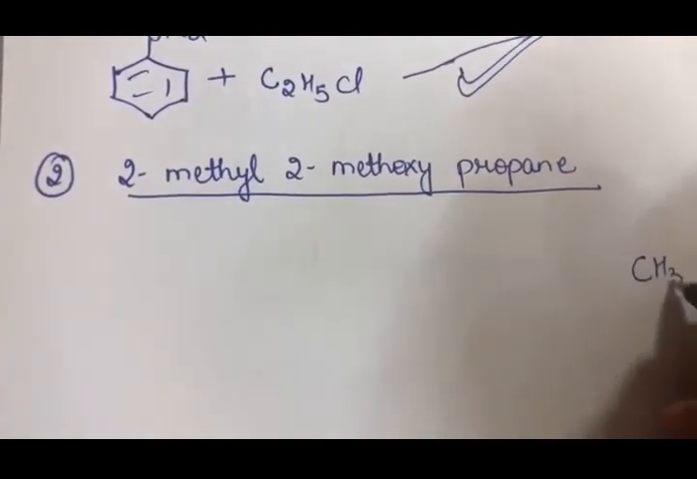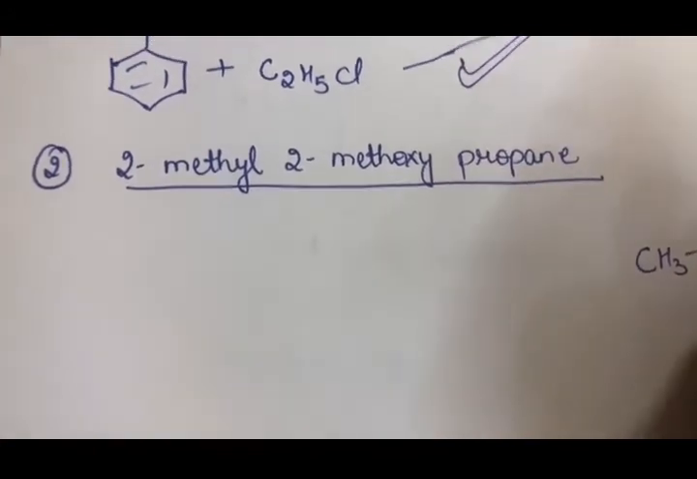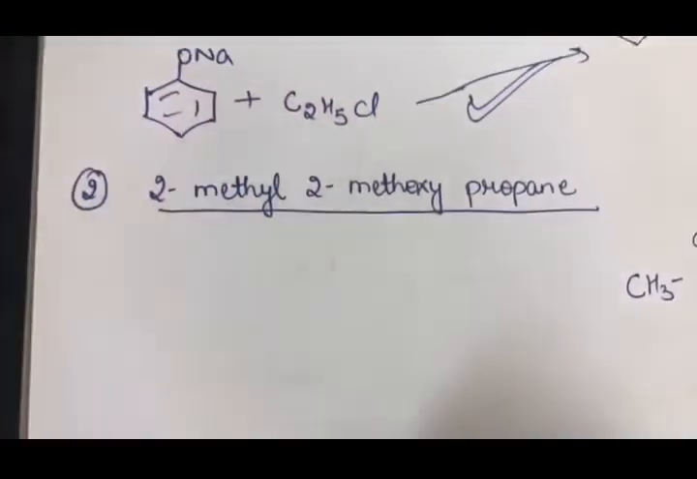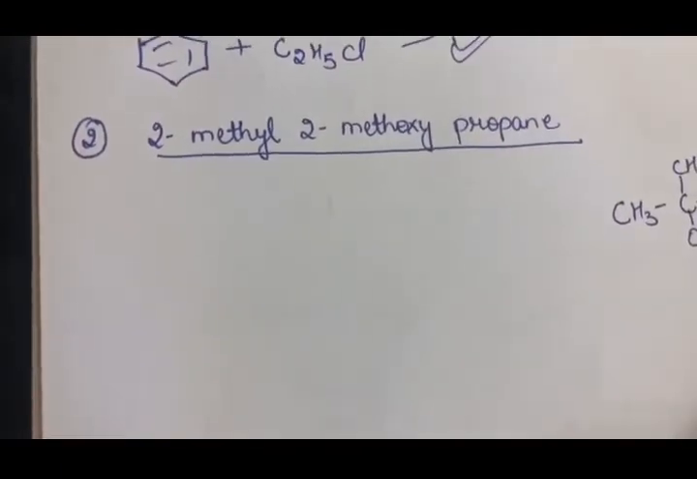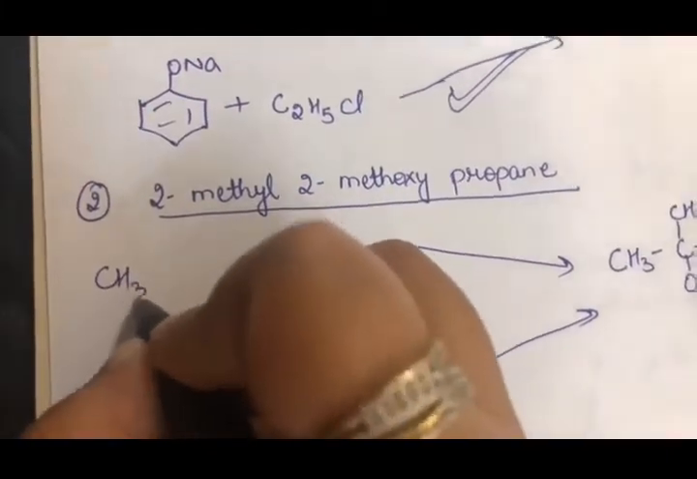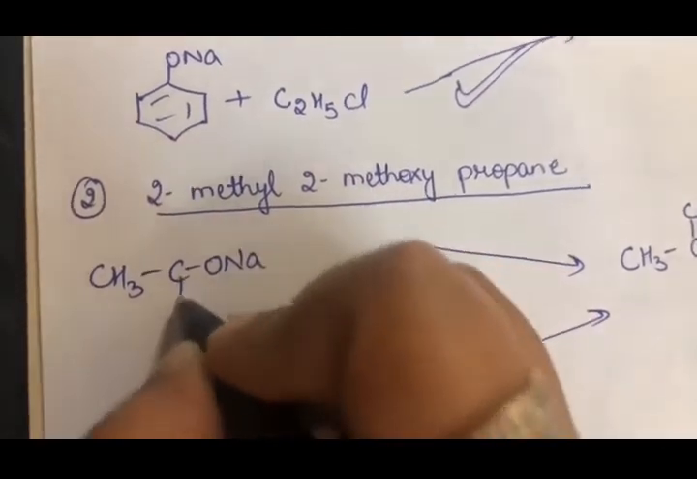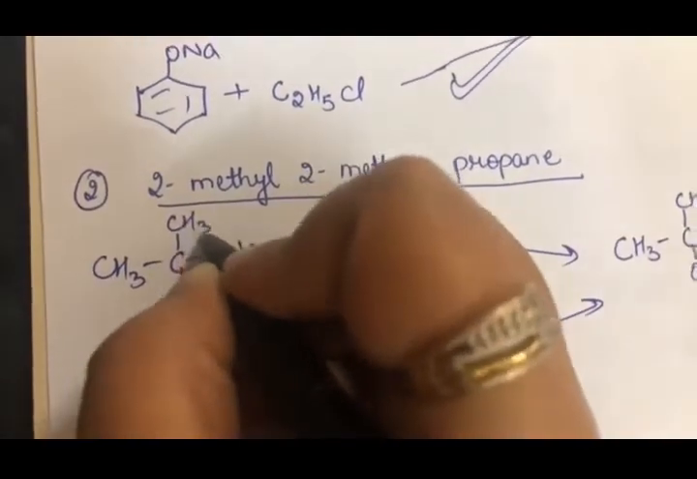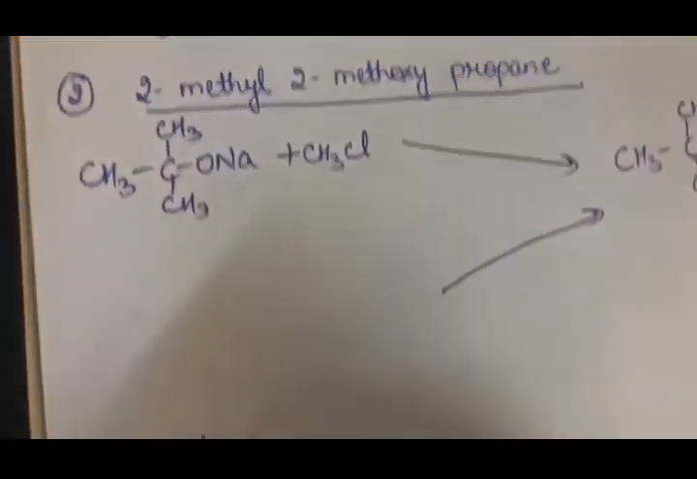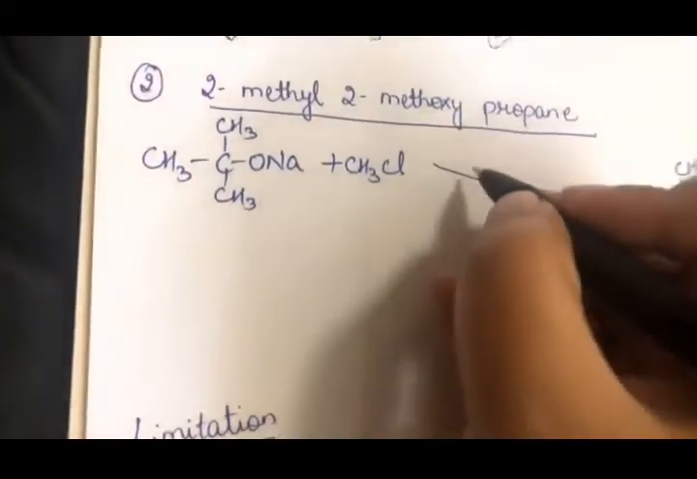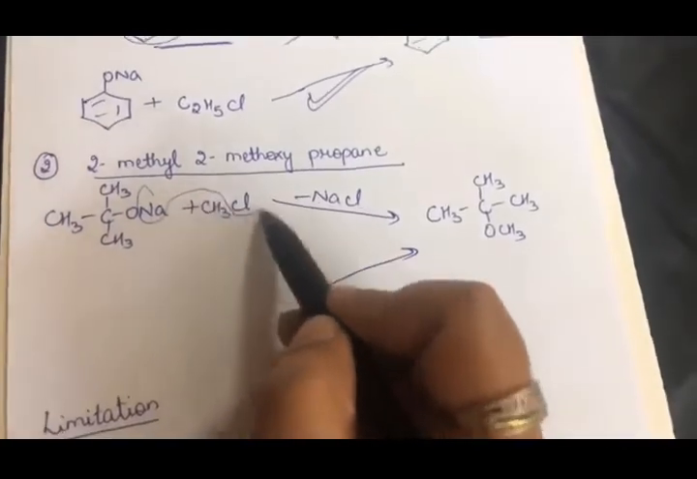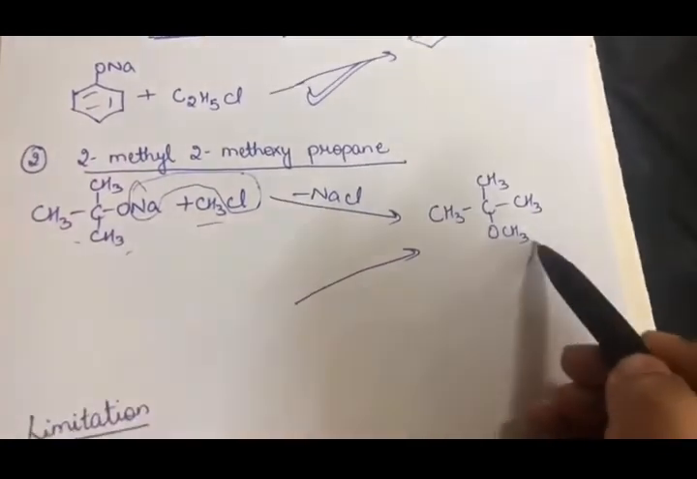Now when I talk about the second question, which says 2-methyl-2-methoxypropane, let's make the structure first. Propane means CH3, C, CH3. On the second position, there is a methoxy group and a methyl group on the same position. Now, if I try to make it, we have two possibilities. One would be this. I can take my alkoxide ion as the tertiary one and prepare it by adding CH3Cl. This can happen. The NaCl will be lost and this will react with this, leading to the formation of the given product.